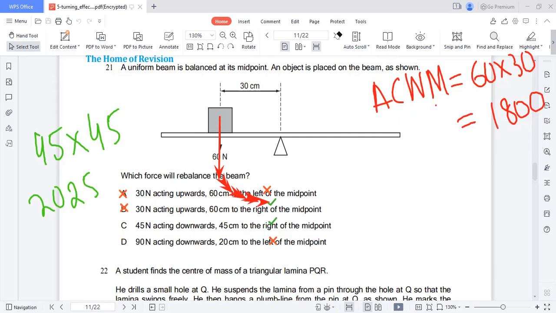Okay, so let's revisit one by one. 300 times 600 and acting in upward direction. Upward direction is not acceptable on the right side. Upward is acceptable, but on the right hand side it is not acceptable.